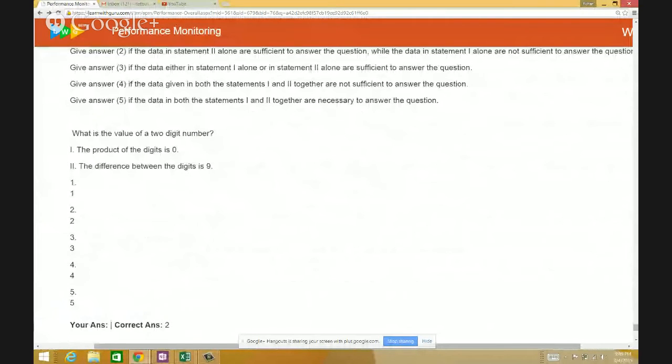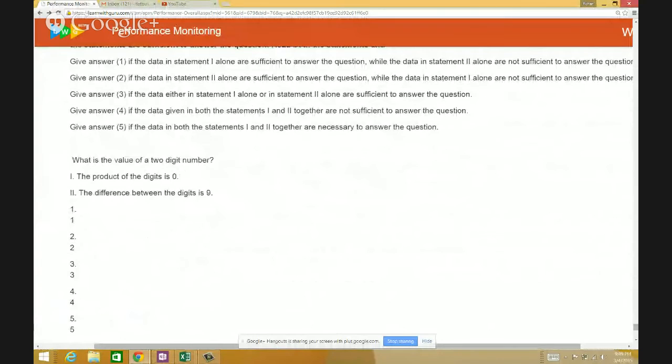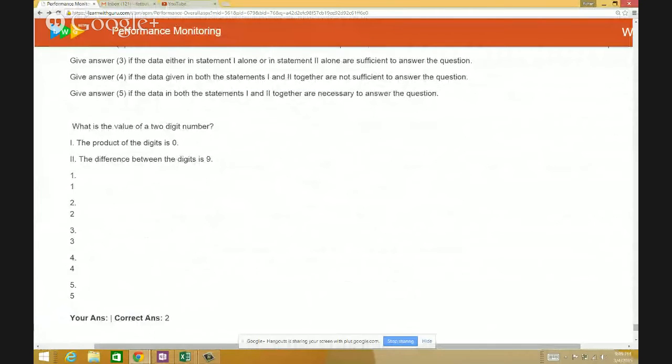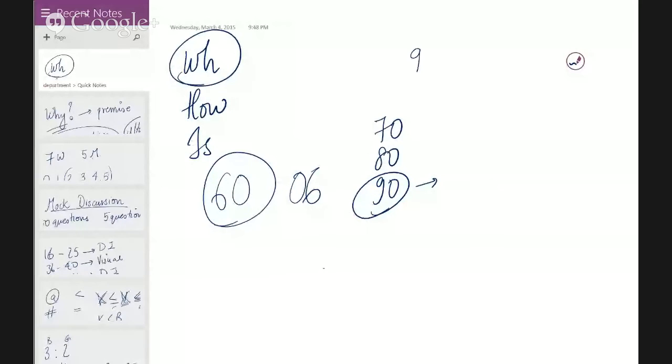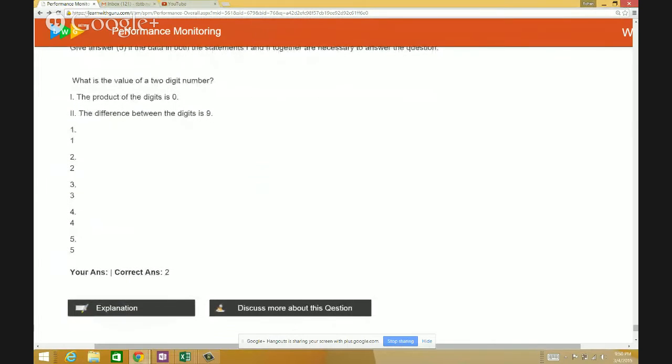All right. The difference between digits is 9 itself. There's only one way where the difference can be 9, because if one digit is 1, the other has to be 10, and 10 is not a digit anymore. So a difference of 9 means the digits have to be 0 and 9. And that's why statement 2 alone is sufficient. So this is like a trap sometimes.